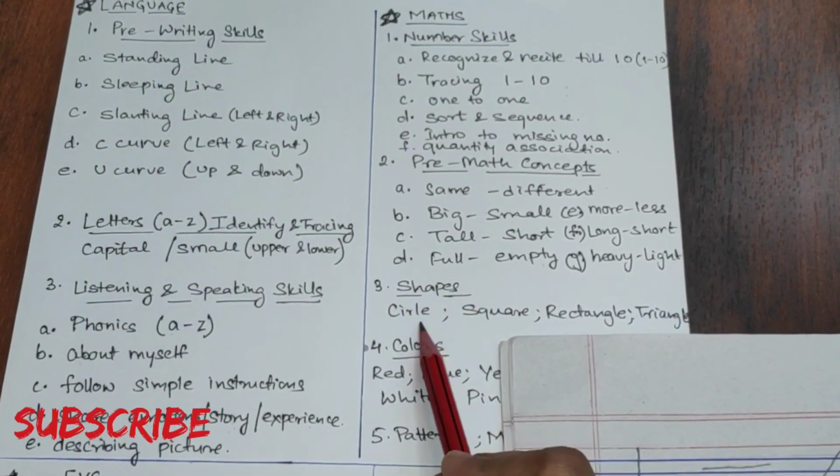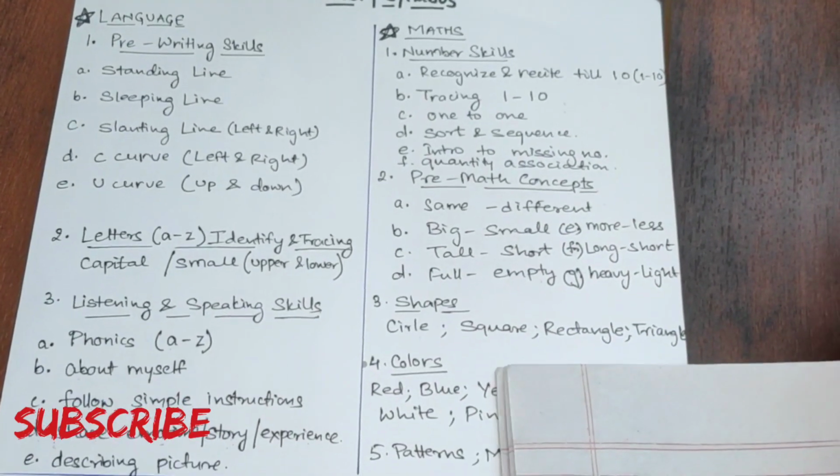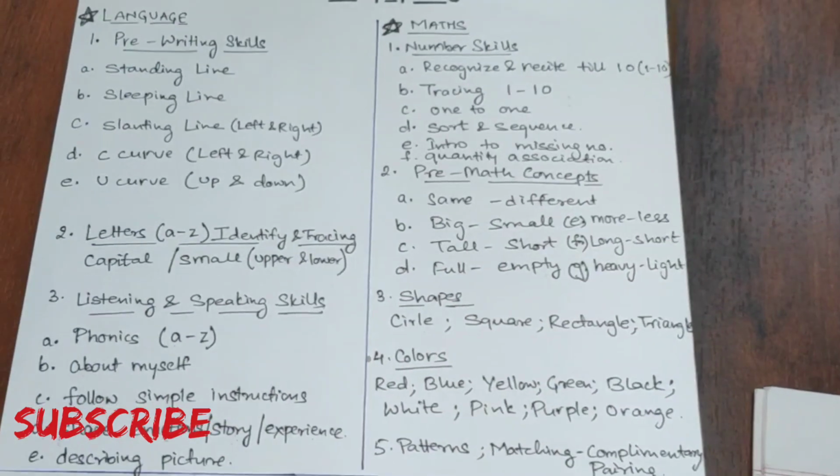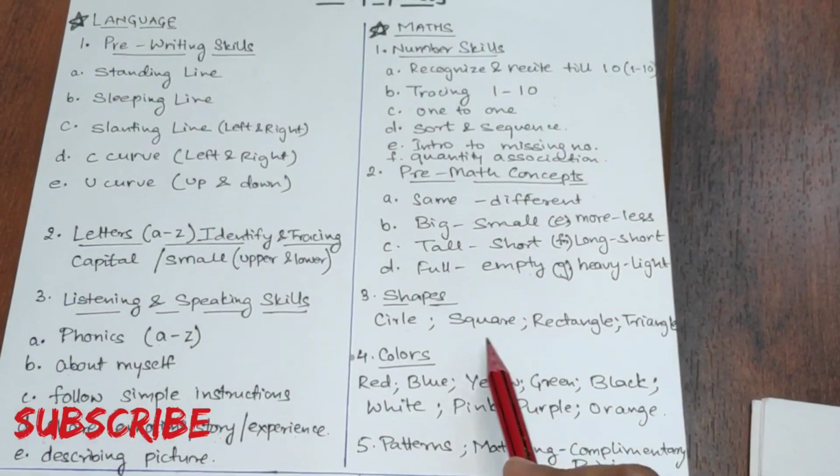Now comes the shapes: circle, square, rectangle and triangle. These are the basic four shapes that you should introduce to the nursery kids, that means to the kids of this age group. Now comes the colors.